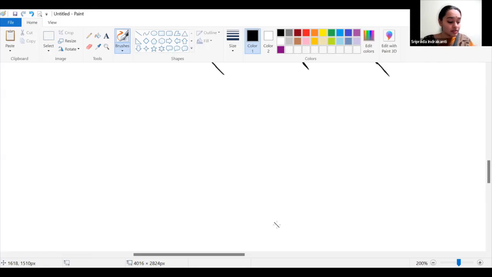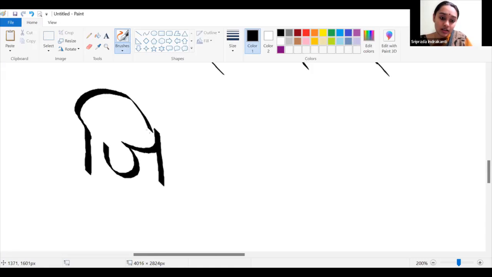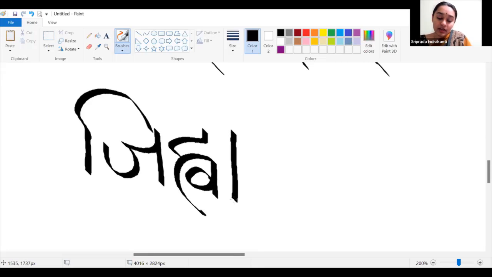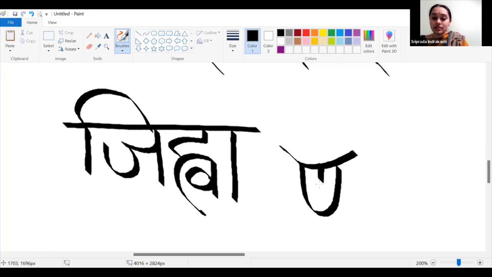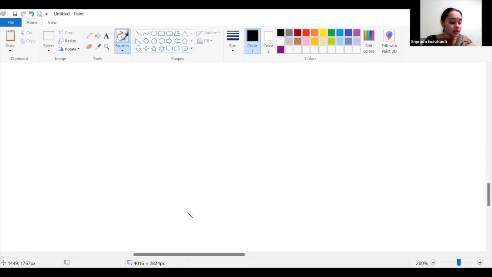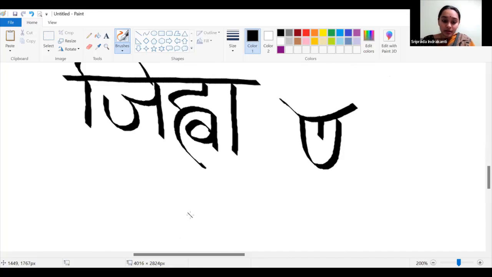And then we have jihva. So first we write the j, then ha, and then va. We write the va inside the ha, and then shirorekha. This means a tongue. So that is jihva. You can look at it one more time. The ha is really important. In the next class, we'll be going through the details of each letter and how they combine. Today, we are just introducing the 5 types.